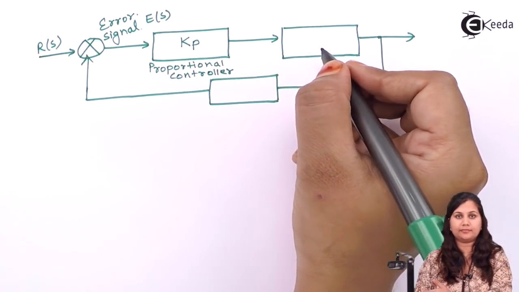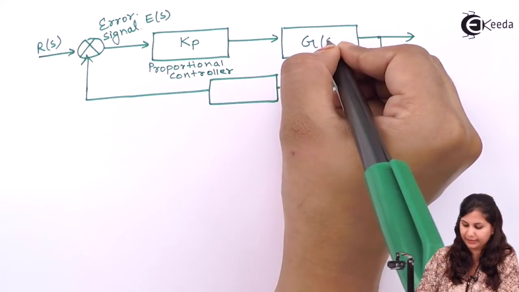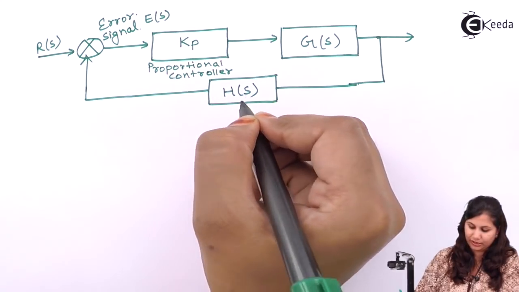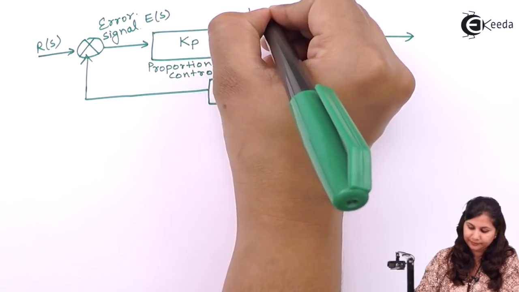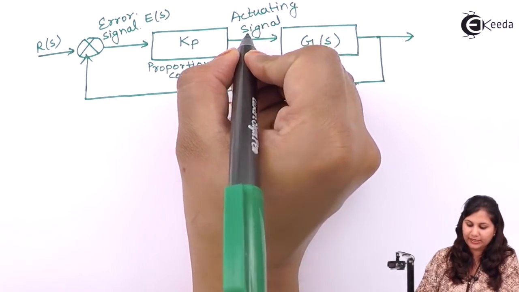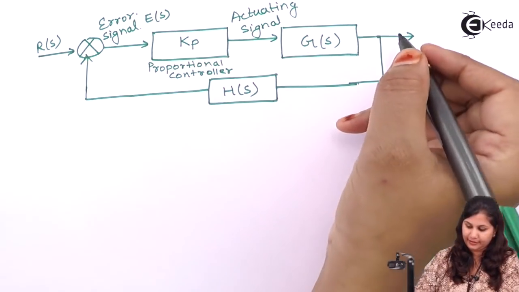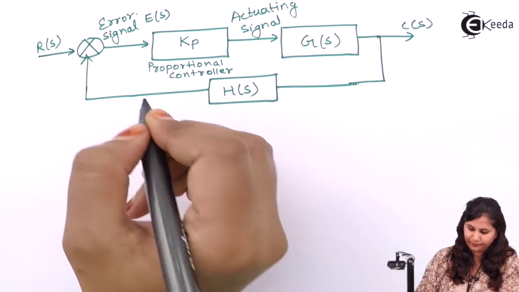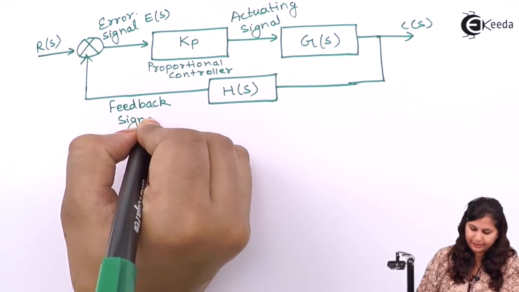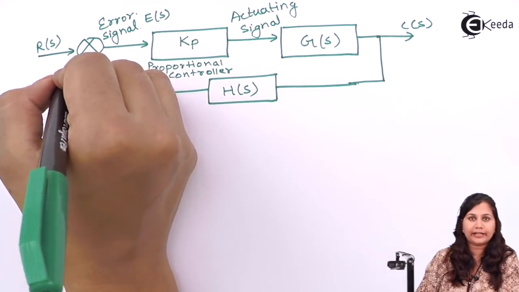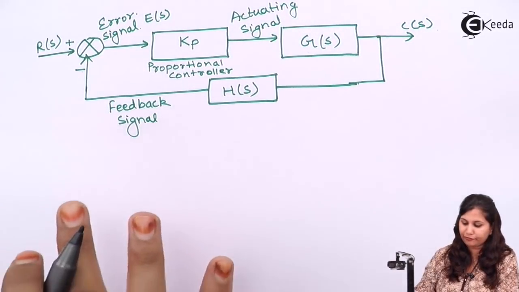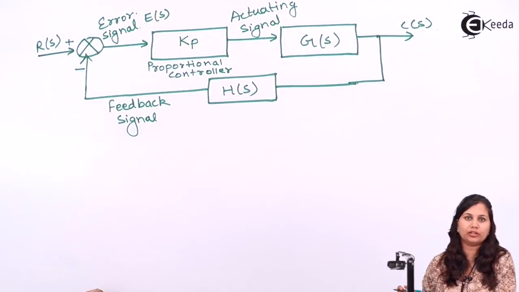Then we have the controlled system, or we can say the plant. So the transfer function of the plant is G(s). This is our feedback signal. The feedback element will have the transfer function H(s). This is the actuating signal. So you can see that this actuating signal is proportional to the error signal. This is our output C(s). This is the feedback signal. And the error signal is equal to the difference of the reference input and the feedback signal, so we have put a negative sign here. So this is the feedback control system with a proportional controller.